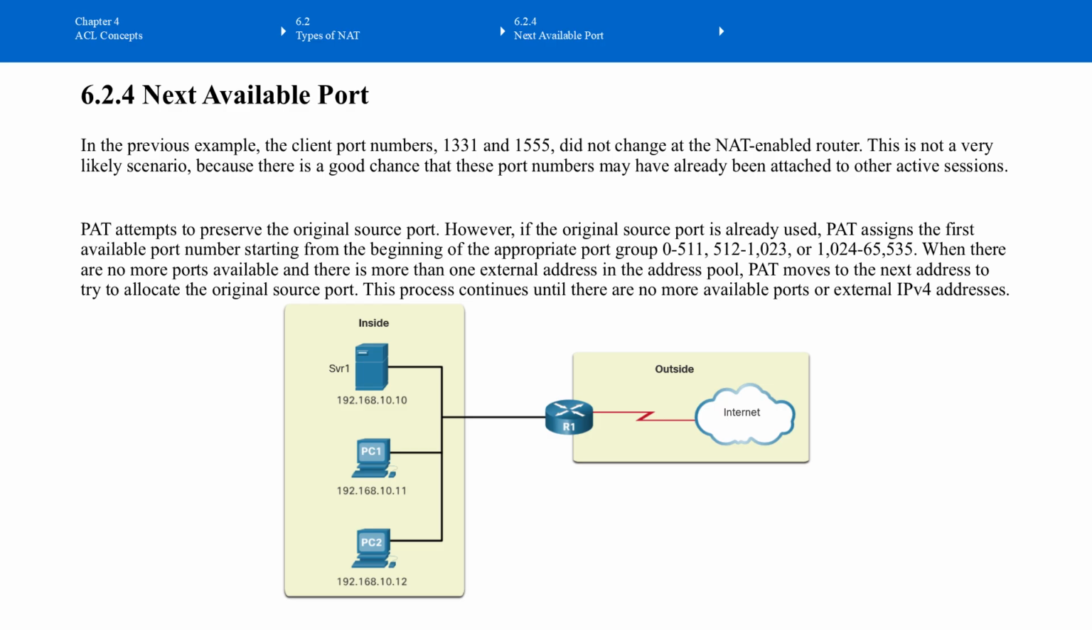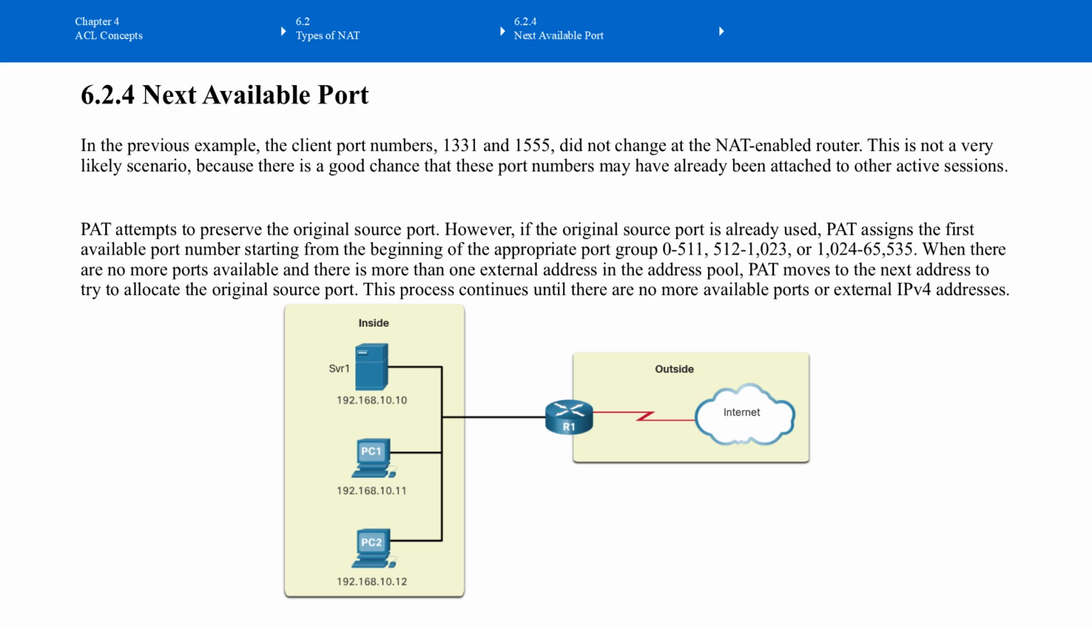Inside the network, we have three devices with private addresses. The server is 192.168.10.10. PC2 is 192.168.10.11. PC3 is 192.168.10.12. And R2 has a pool of public IP addresses. They are 209.165.200.226 to 230.